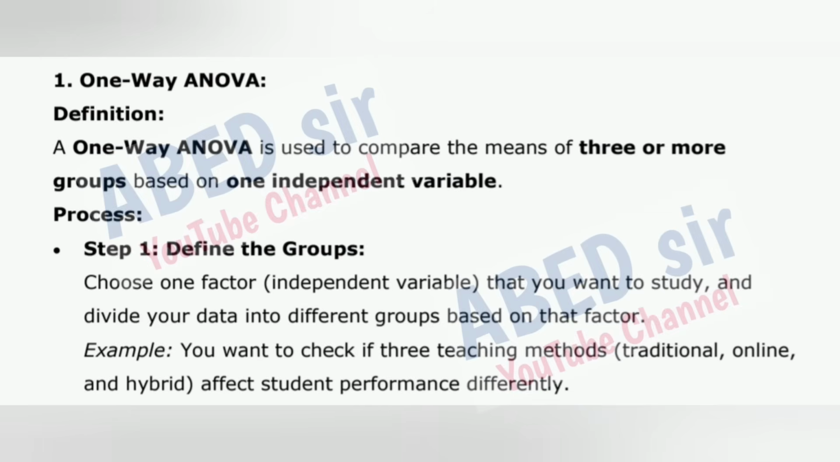1. One-way ANOVA. Definition. A one-way ANOVA is used to compare the means of 3 or more groups based on one independent variable. Process.